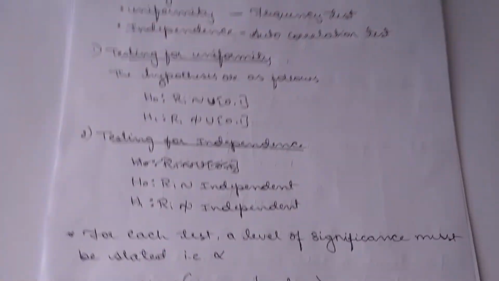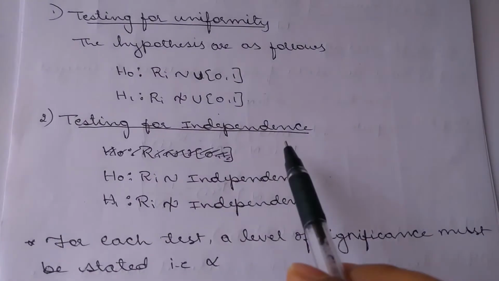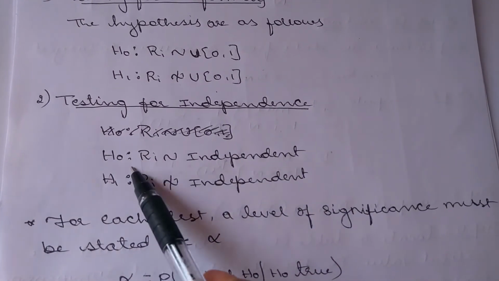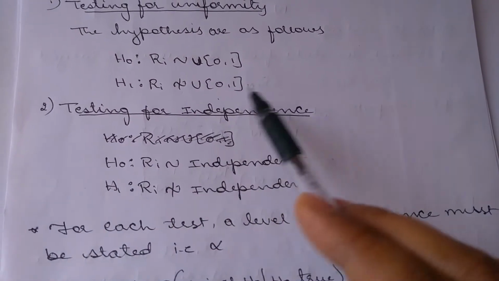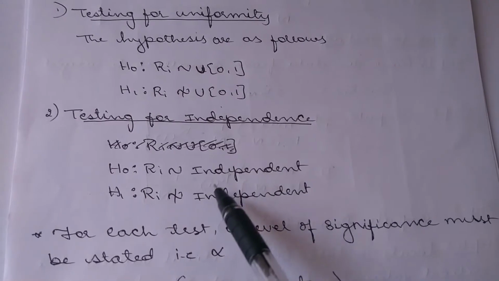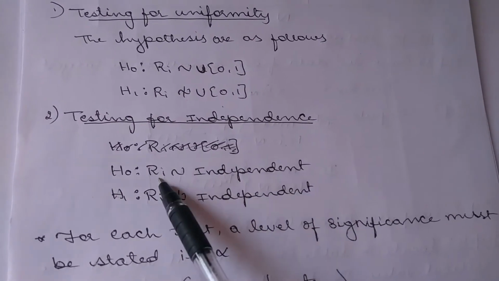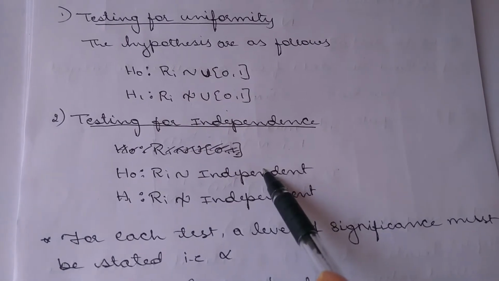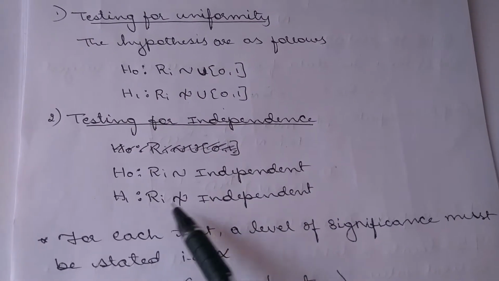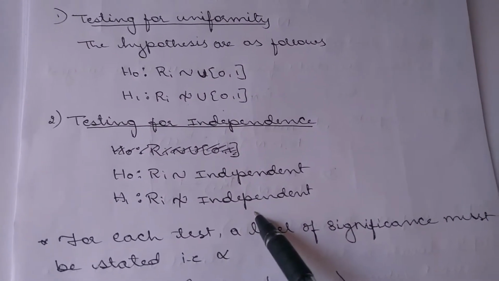The next is testing of independence. Here also I'll use hypotheses, the same as for uniformity. This is just the general form for testing independence and uniformity: the random number is said to be independent, and the random number is not said to be independent.